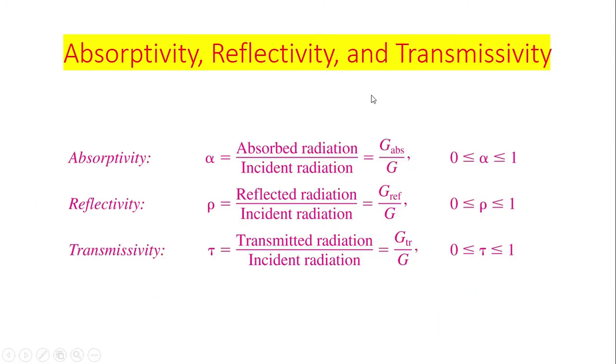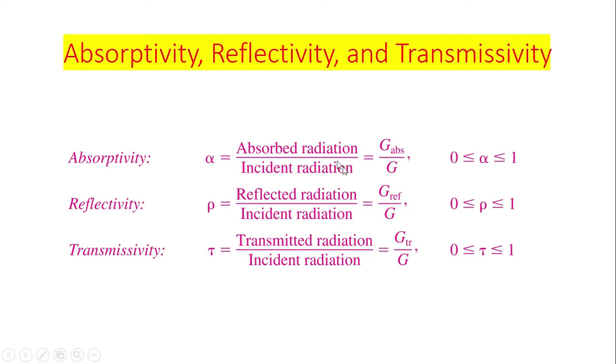Based on this diagram, we can define that the fraction of the irradiation absorbed by a particular surface is called the absorptivity, the fraction of radiation reflected by the surface is called the reflectivity, and the fraction of incident radiation transmitted through the surface is called the transmittivity. The absorptivity is represented by alpha, the reflectivity by rho, and the transmittivity by tau. Do not confuse this tau with the shear stress or wall shear stress that we have studied earlier.